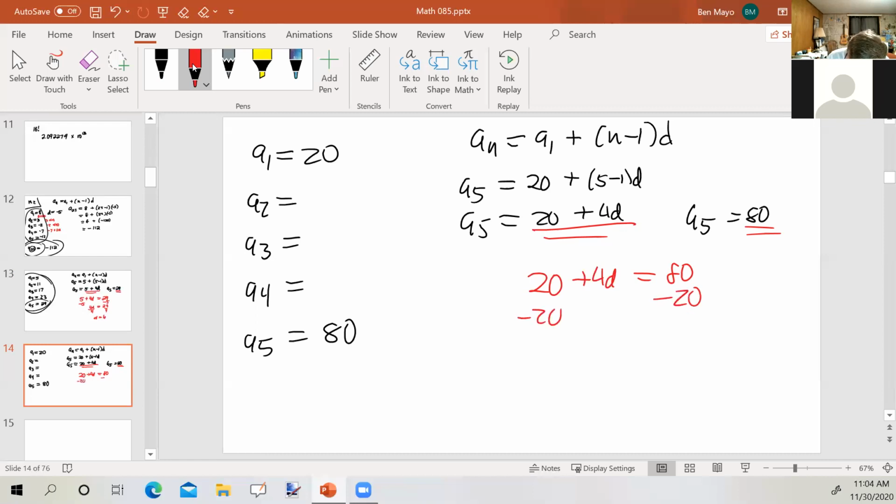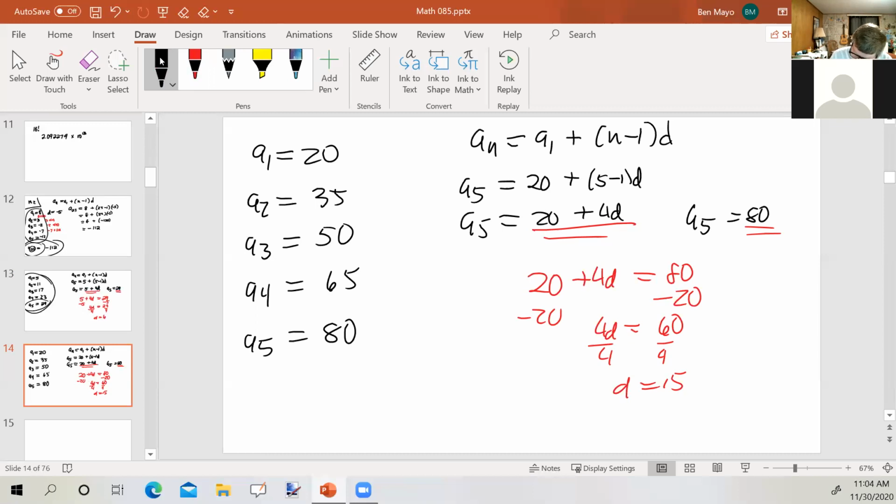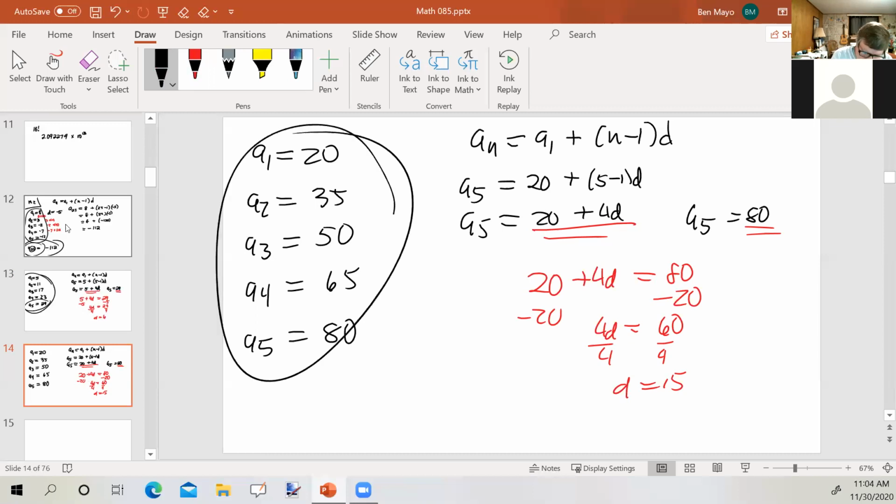Subtract 20. 4d equals 60. Divide by 4, d equals 15. 20 plus 15 is 35. Plus 15 is 50. Plus 15 is 65. Plus 15 is 80. So there's your 5 terms.